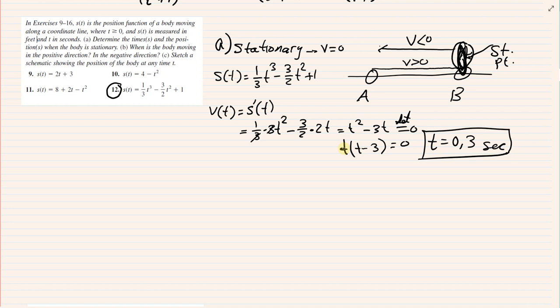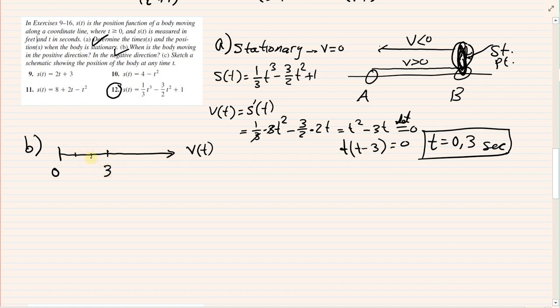So that answers part A. Now, in part B, we need to answer: when is the body moving in the positive direction, and when in the negative direction? To do part B, we need to come up with a sign chart. This is actually velocity. This is a number line. Because t is at least 0, your number line really just starts from 0 and moves forward. And let's say this is 3.